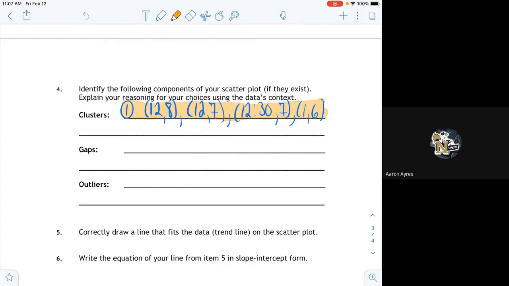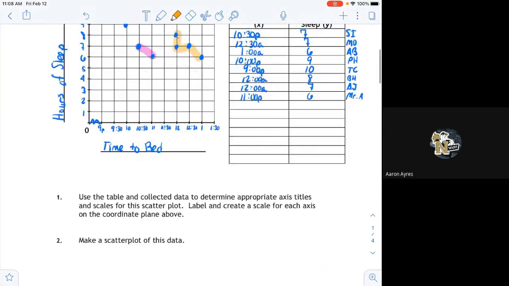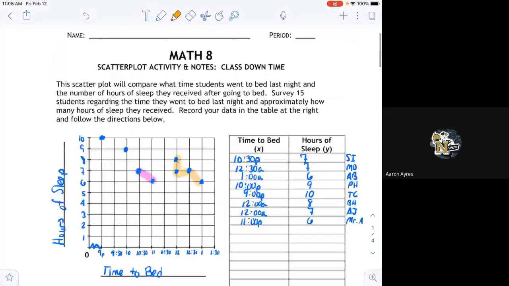Yeah, there we go. Again, very subjective here, okay? You might disagree with this, and if you disagree with it, that's fine. You might think those are too far apart. You might think that only these two right here might be a cluster. And that's fine too. It's how you describe it, how you explain it. That's the most important thing here.